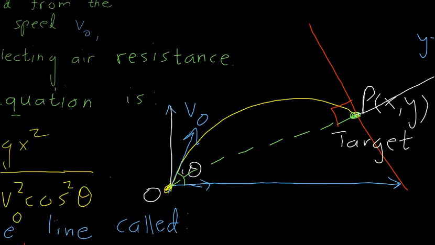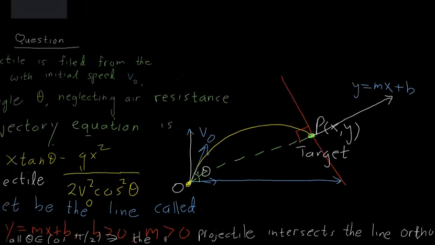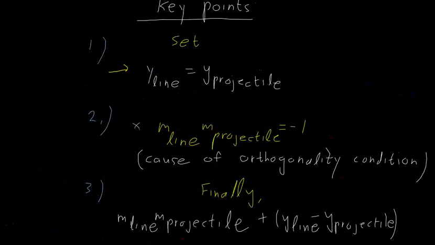Then we will find the slope. This slope will tell us the direction the projectile is moving at each horizontal position. Again, this slope is going to tell us the direction the projectile is moving at each horizontal position.